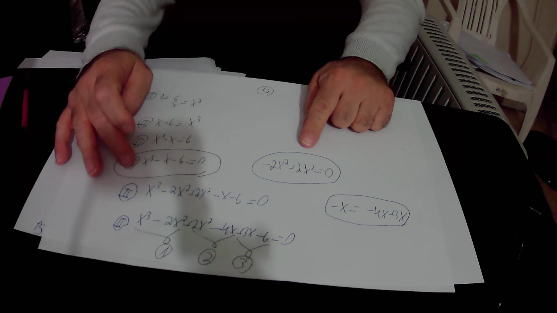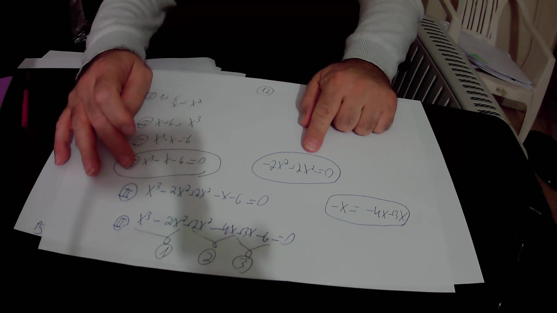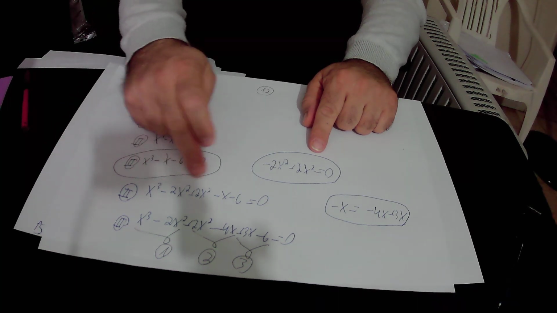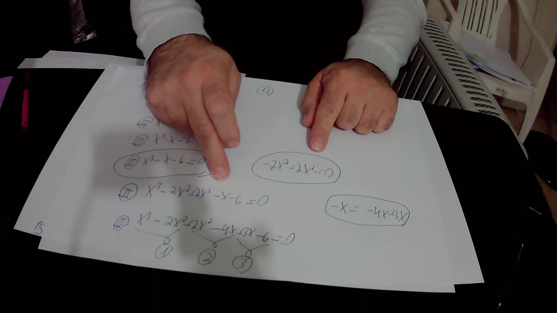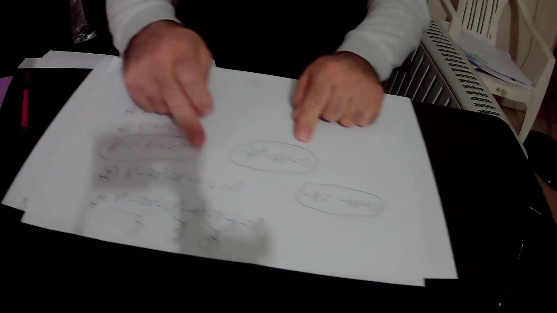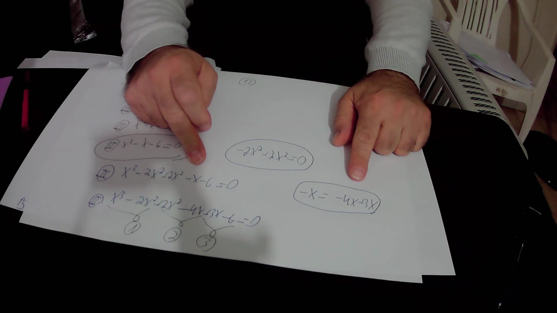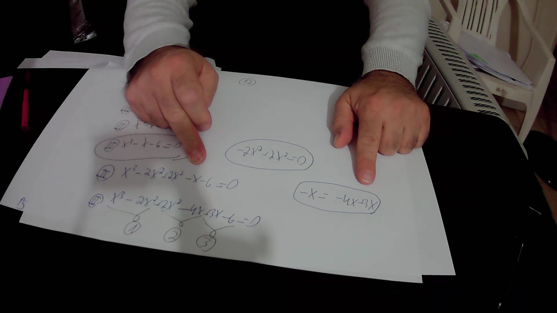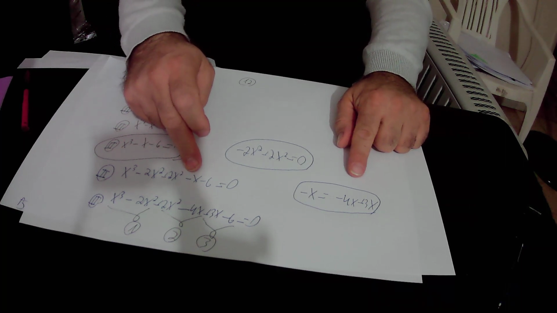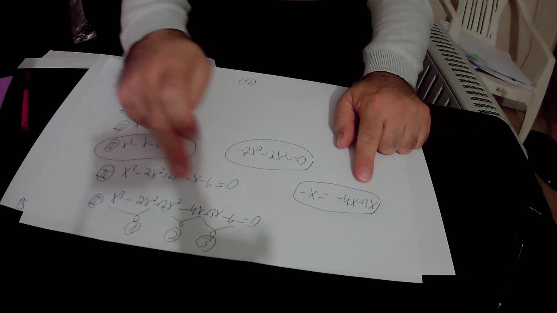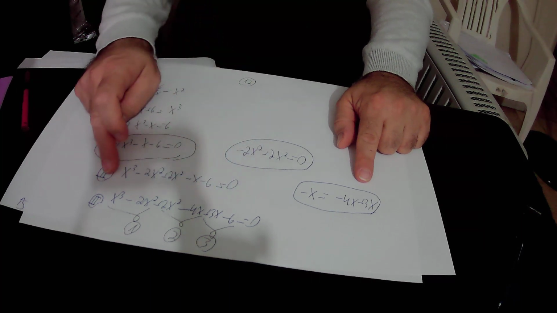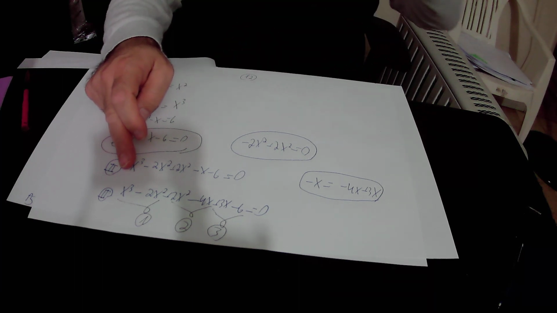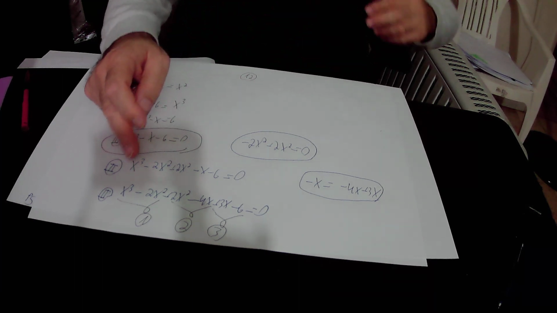So we added this expression that equals 0 to equation number 2, and we got that x cubed minus 2x squared plus 2x squared, that is 0, minus x minus 6 equals 0. Then we substituted minus x by minus 4x plus 3x, because minus x equals minus 4x plus 3x. So we substituted minus x by minus 4x plus 3x here, and we got this expression. Then we divided this expression into 3 parts, and we took a common factor from every part.